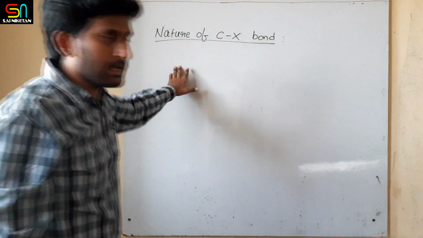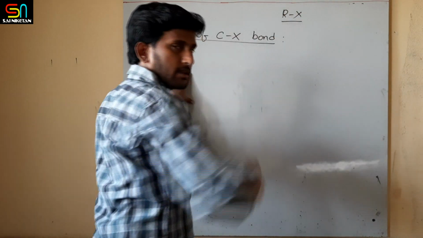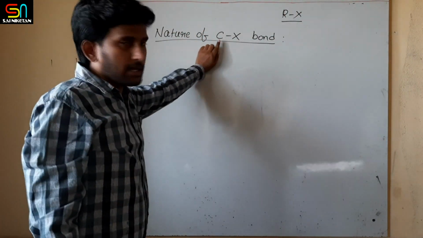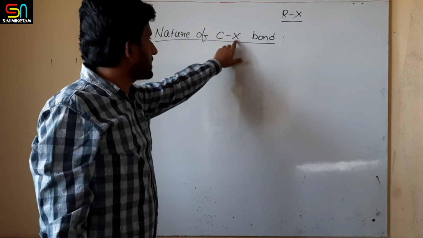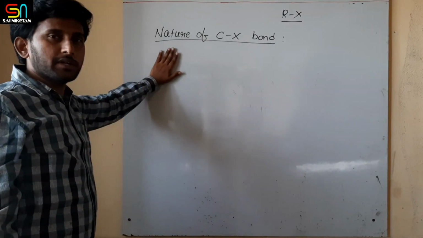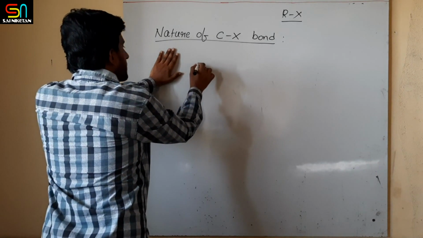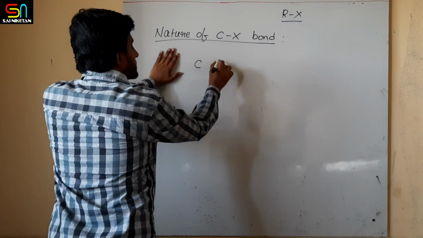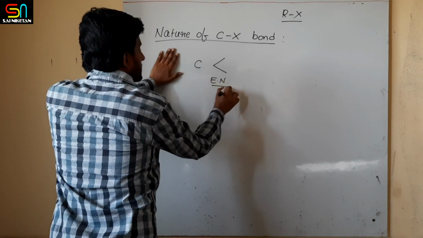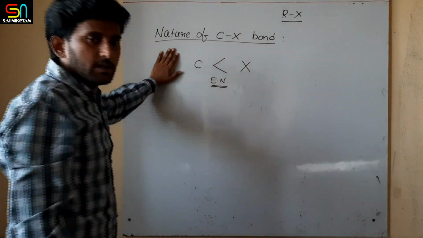So alkyl halides or aryl halides means what? RX. What does R indicate? Alkyl group means carbon. So any carbon atom, it is attached with a halogen atom. So what can we say about the nature of the C-X bond? As you know, carbon is less electronegative than halogen atoms.